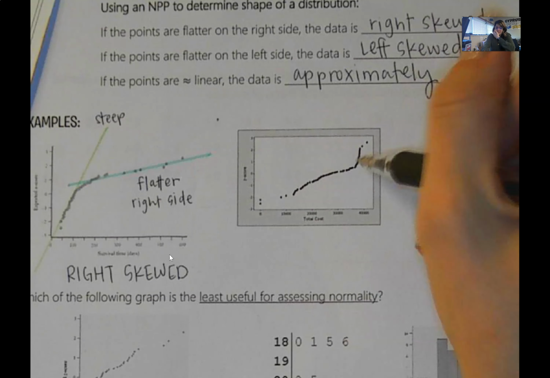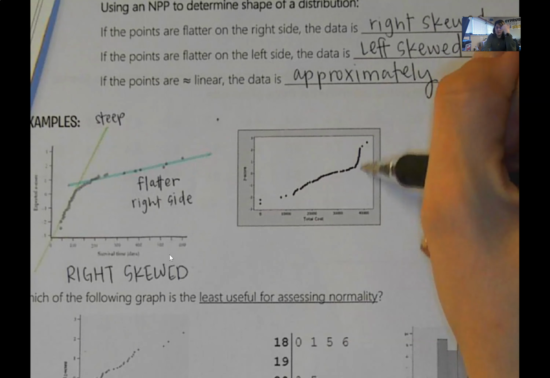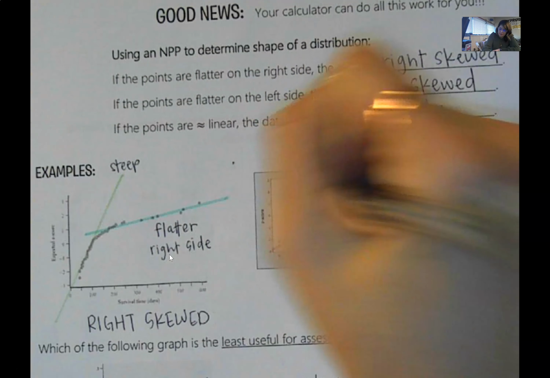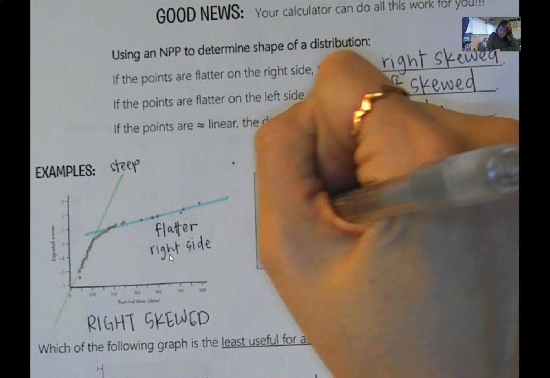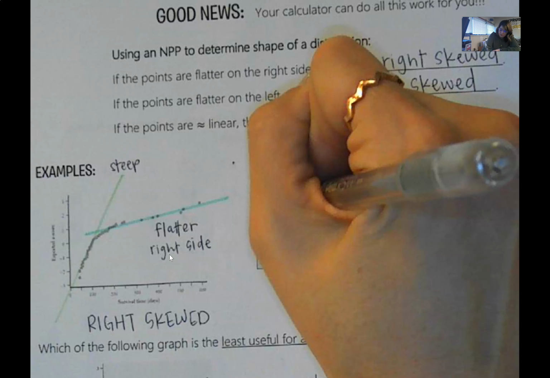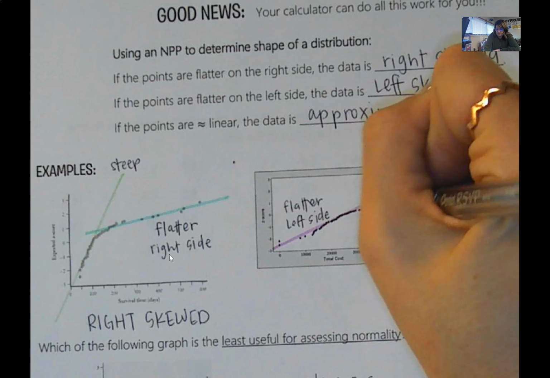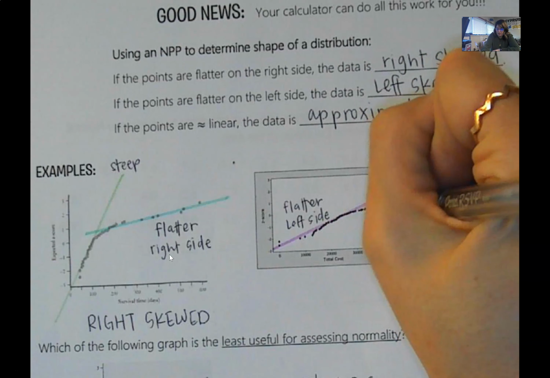So this guy, we have this middle one, where the right-hand side is almost vertical, and the left-hand side is the flatter side this time. So if I want to mark this guy, it doesn't have to be perfect, but in my estimation, it is flatter on the left side. This is flatter than this part right here. This part is steep. So we would say this one is left skewed. You can see it's pulling out to the left.